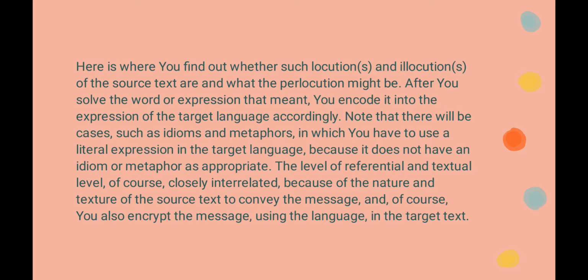After you solve the word or expression's meaning, you encode it into the expressions of the target language accordingly. Note that there will be cases, such as idioms and metaphors, in which you have to use a literal expression in the target language, because it does not have an appropriate idiom or metaphor. The referential level and the textual level are, of course, closely interrelated because of the nature of the source text to convey the message, and of course, you also encode the message using the language in the target text.